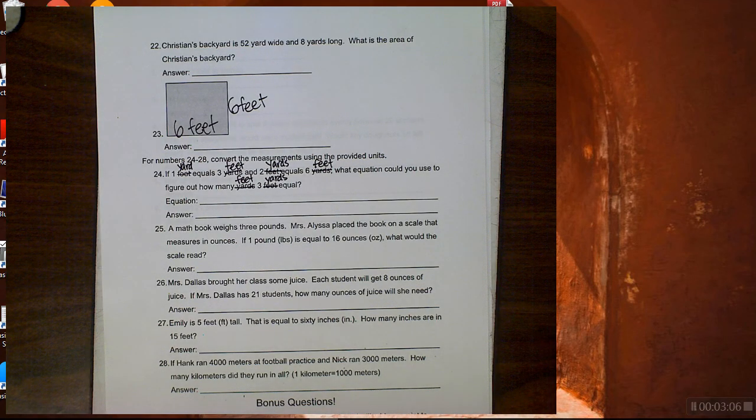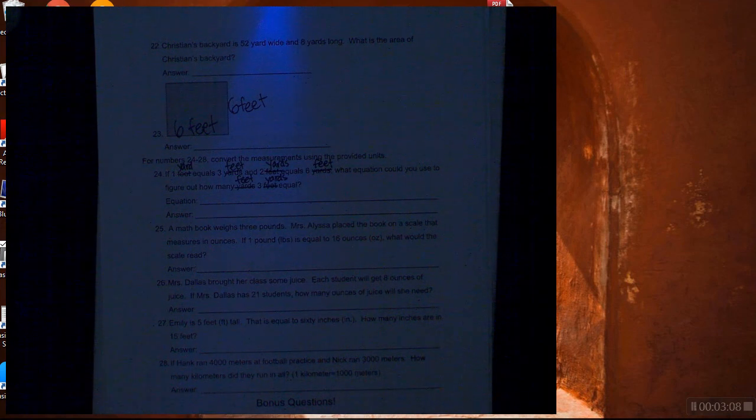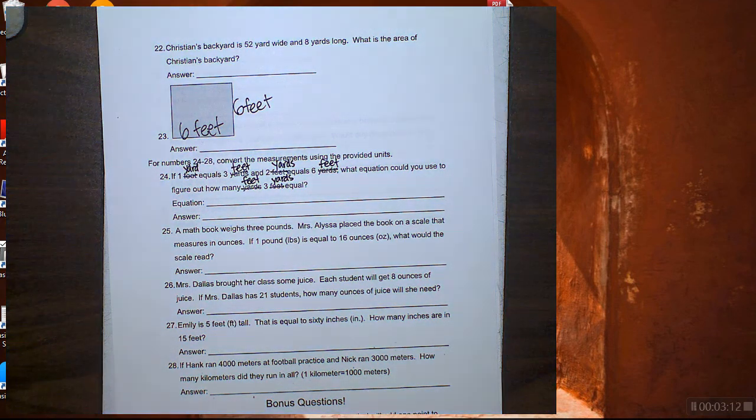Next one, Emily is 5 feet tall. That's equal to 60 inches. Oh, and my lights went off. That's equal to 60 inches. How many inches are in 15 feet? They can do this one of 2 ways. They can either realize that 15 is 3 times 5, so you would do 60, or 15 is 5 times 3, so they could do 60 times 3 and figure it out that way.